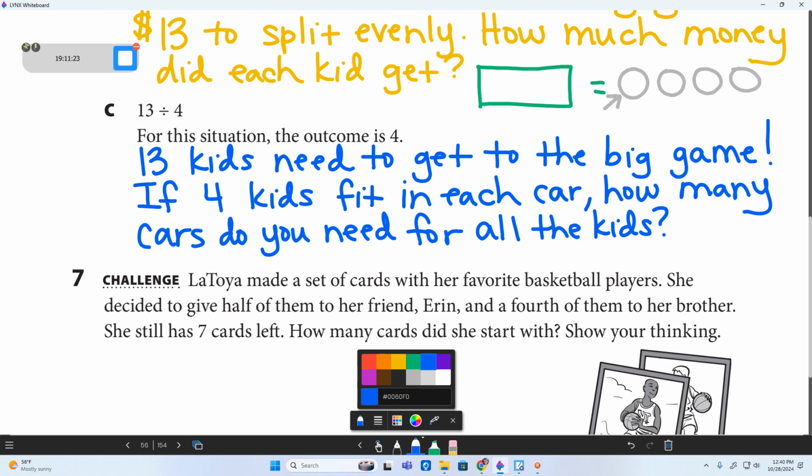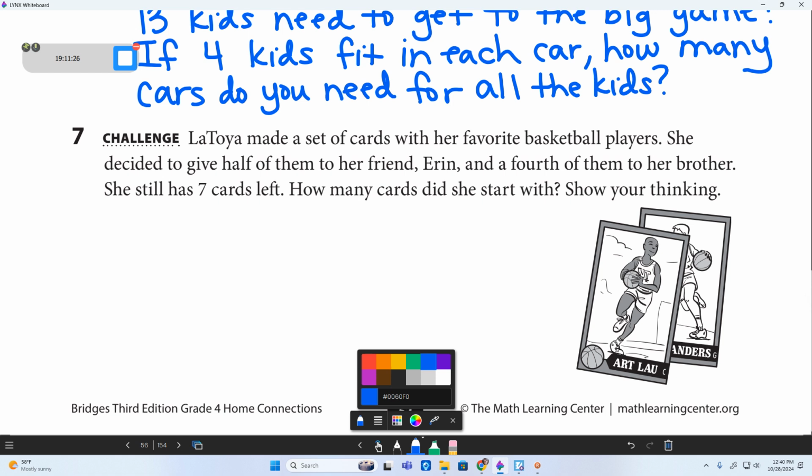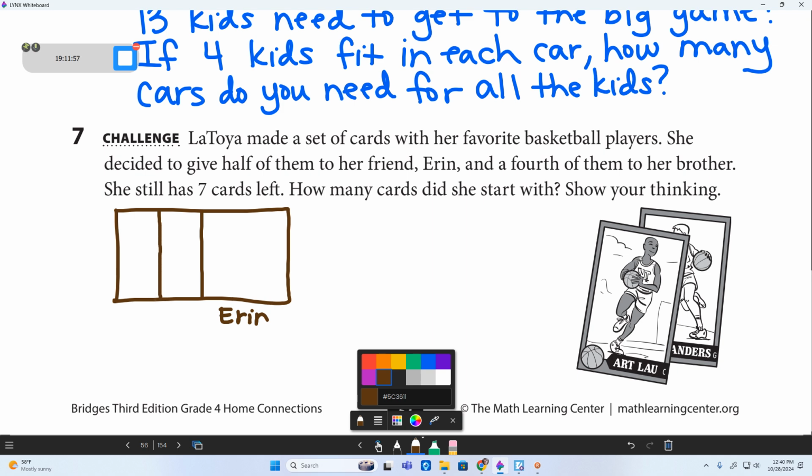All right, number 7, challenge problem. LaToya made a set of cards with her favorite basketball players. She decided to give half of them to her friend Aaron and a fourth of them to her brother, and she still has 7 cards left. All right, let's draw a picture. I want you to imagine this is like a basket, okay? And she's got all of her cards in it. And she's going to give half to Aaron. And then she's going to give a fourth to her brother. And the rest is going to be for her.